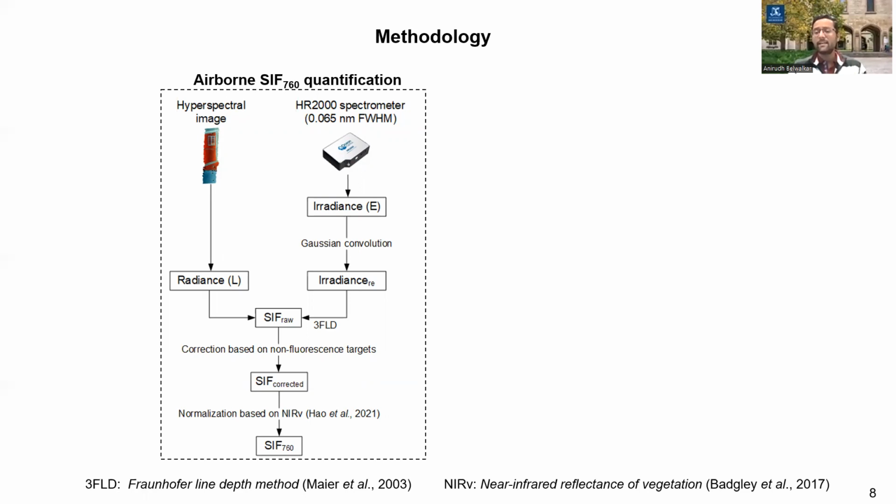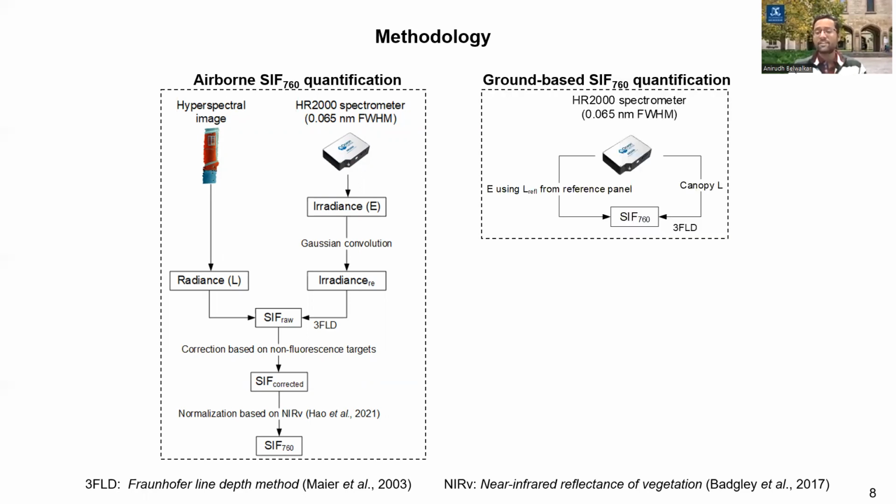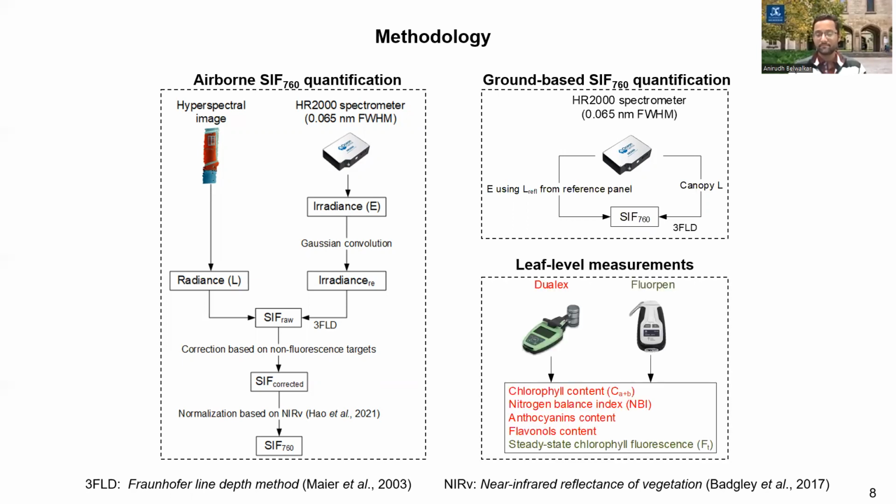At experiment 3, leaf canopy level measurements were also made at each plot for calculating ground-based SIF, which served as a validation for the airborne SIF. Apart from these spectral measurements, leaf level measurements were also conducted at all the 3 nitrogen treatment experiments for measurement of chlorophyll, nitrogen balance index, anthocyanins, flavonols, and steady state chlorophyll fluorescence using the leaf clip sensors Dualex and FluoroPen simultaneously with the airborne campaigns.